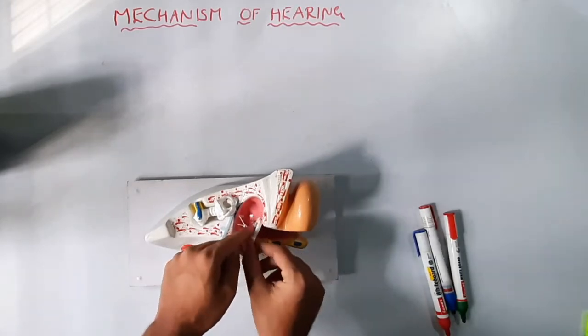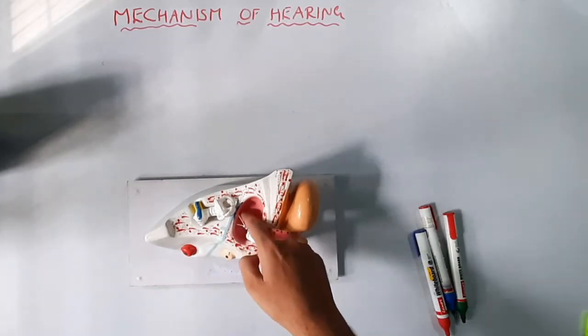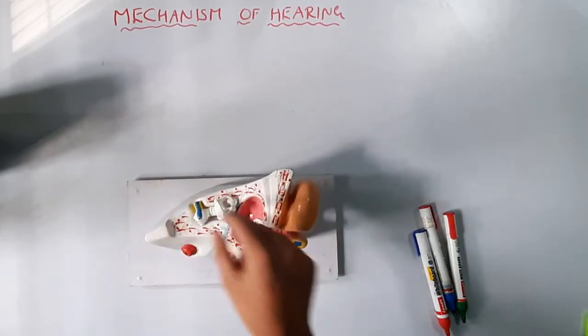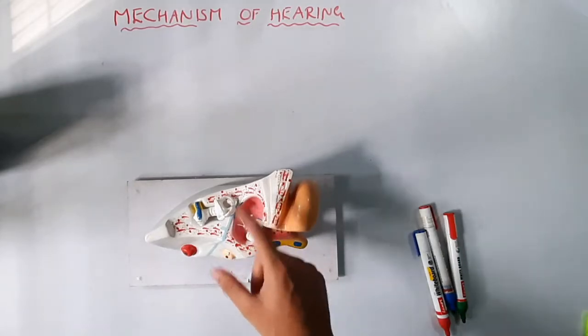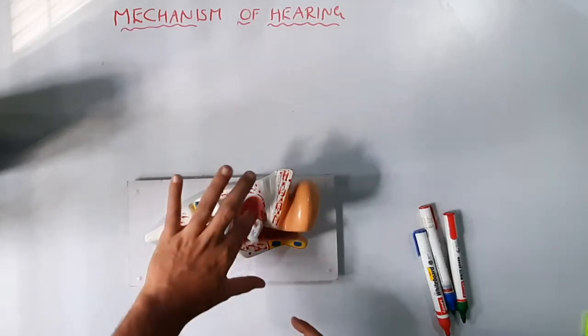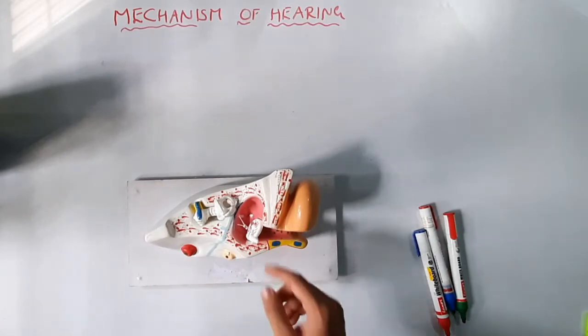Now you see the cavity here. This cavity is filled with air, because towards the lower surface of this cavity there is a long pipe which runs to your pharynx, which is called the eustachian canal. It is very important for maintaining the equilibrium of air pressure between the middle ear and the outer ear, the external ear. Very important.